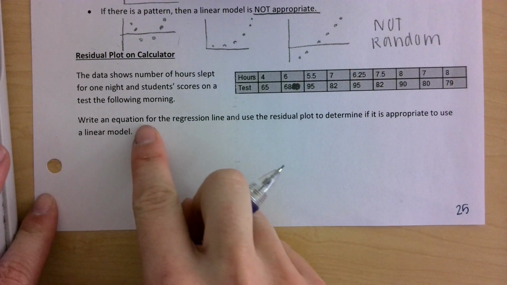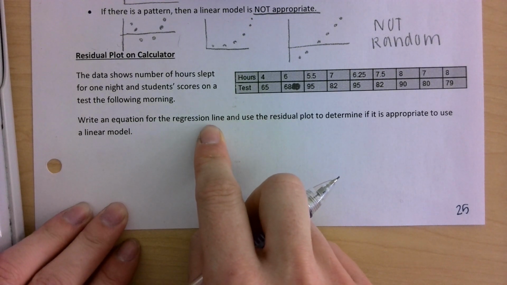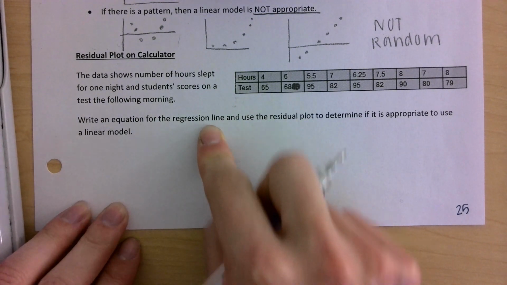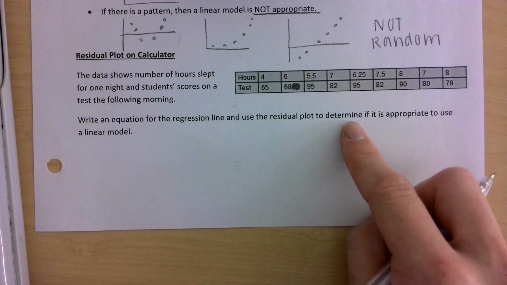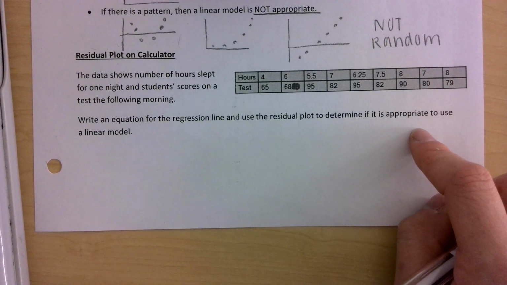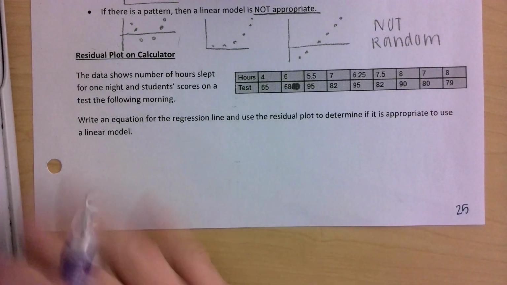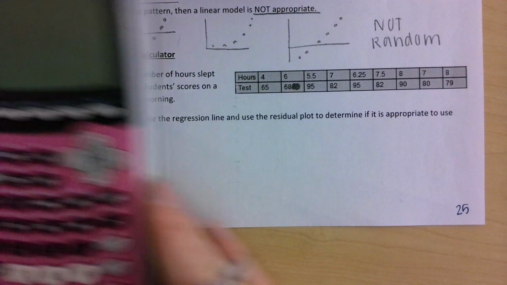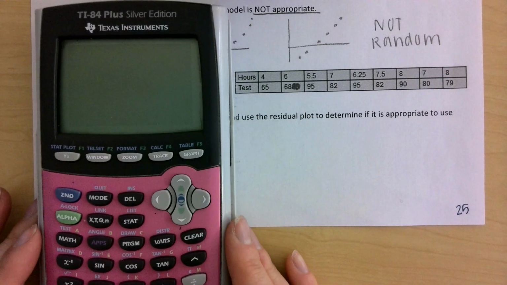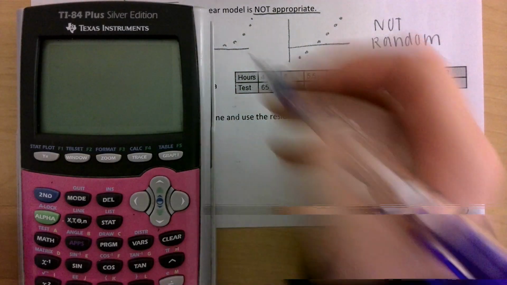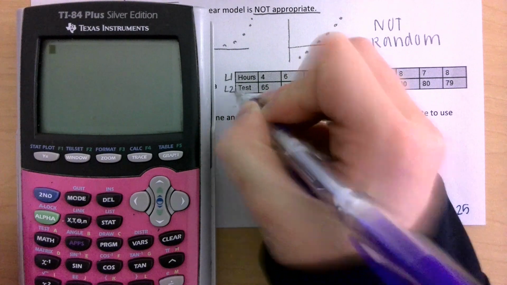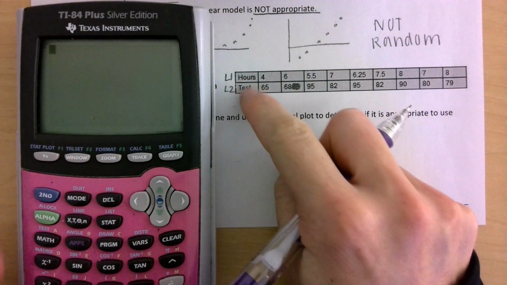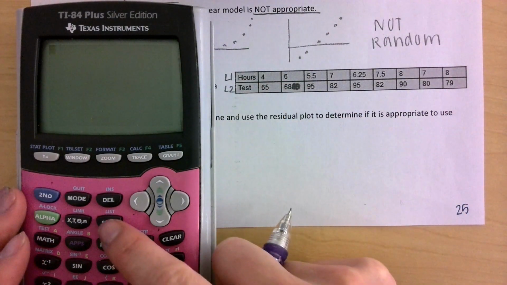So there's a few things that we want to do. We want to write an equation for the regression line. So we're going to do that using our calculator. And then we also want to create a residual plot to determine if it's even appropriate to use this linear model. So the first thing that we're going to do is type this data into our calculator. I know that the data goes horizontally, but we're going to type all of our hours into L1 and test into L2. I want to use hours slept to predict test score.